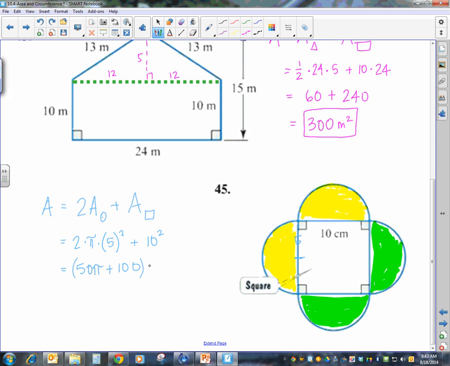Our labels, centimeters squared. And if we put that in our calculator, we will get 257.1 centimeters squared. This is actually referred to as an exact answer. Okay, so those are adding.